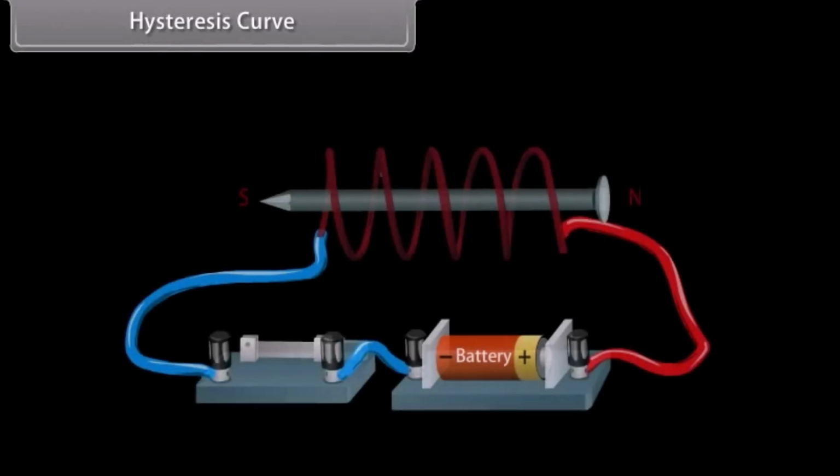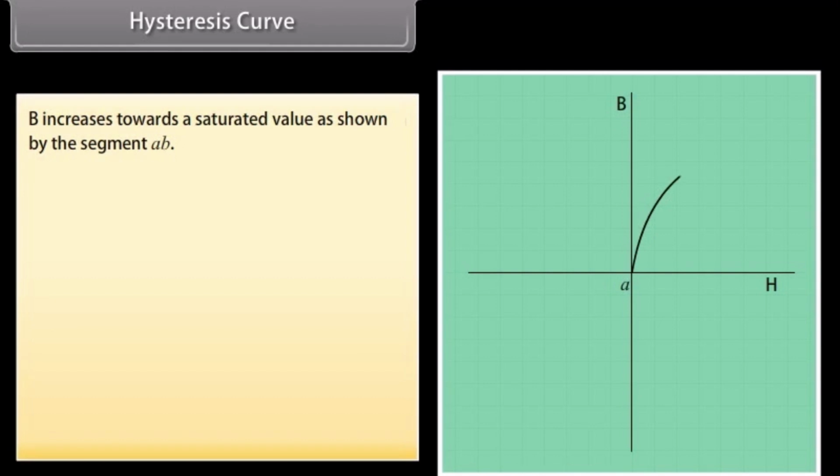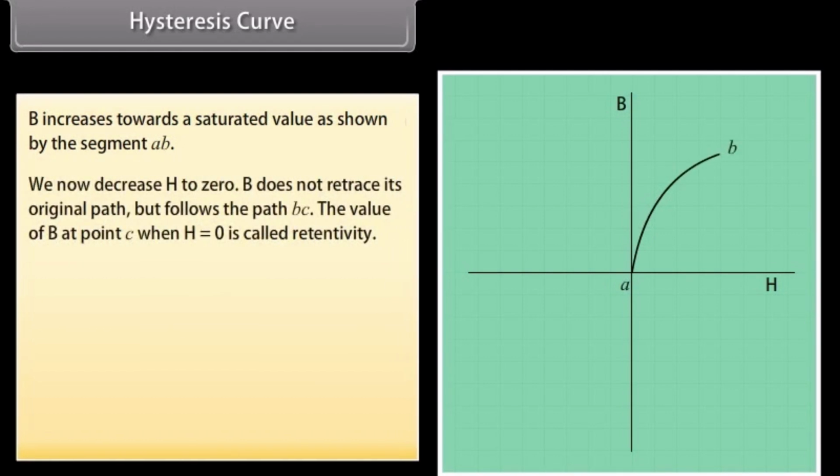Hysteresis curve. We consider a ferromagnetic material inserted in a solenoid. Initially, both H and B are 0. We increase H by increasing the current. The magnetization, and hence B, increases to its saturated value as shown by the segment AB. We now decrease H to 0. B does not retrace its original path, but follows the path BC. The value of B at point C when H is equal to 0 is called retentivity.